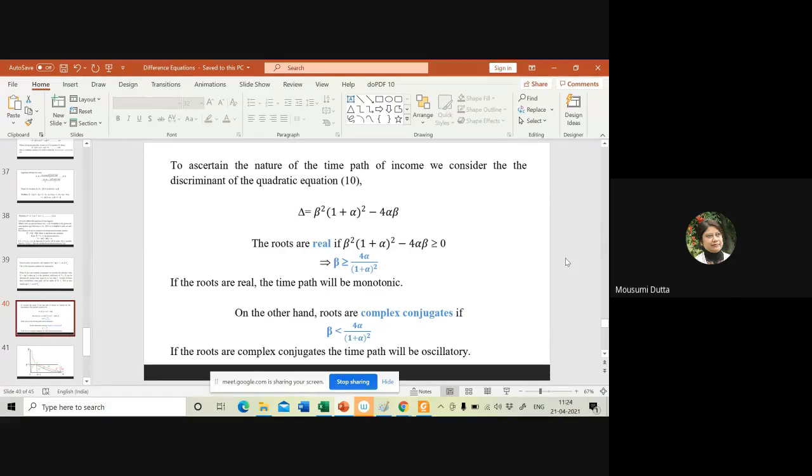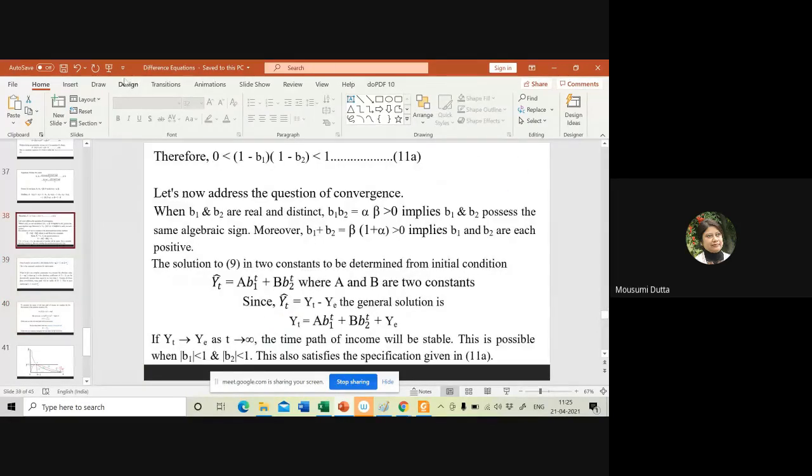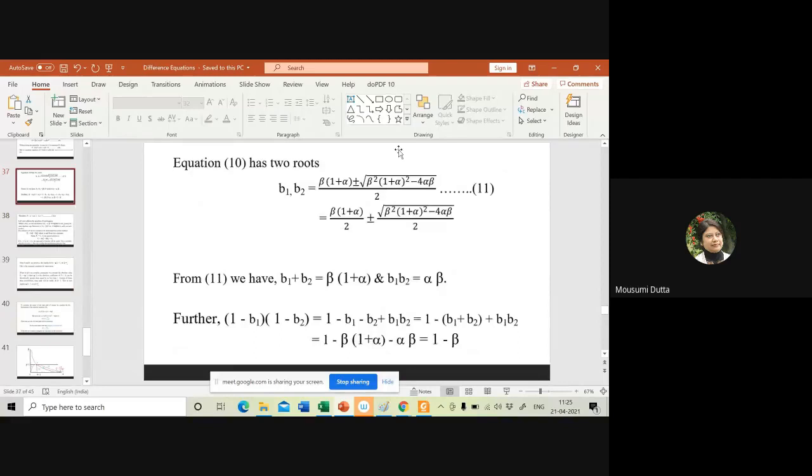When I discussed the nature of the time path, I discussed what will happen if the roots are complex conjugates. However, when I presented the stability condition, I presented it only in terms of real roots, not in terms of complex roots, isn't it? So I need to complete that part. I need to add some more points at that juncture. So I hope these things are clear to all of you.